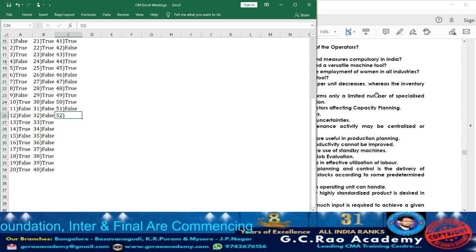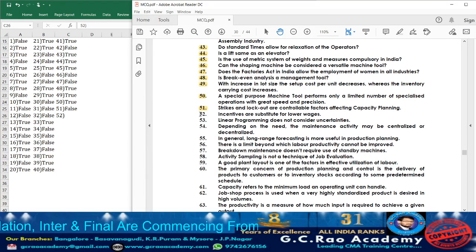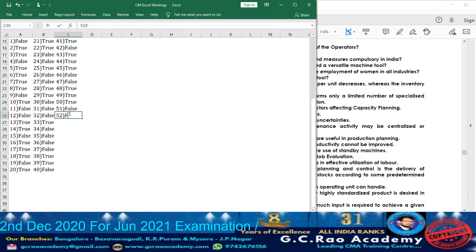Now moving on to statement 52. What they're telling, incentives are a substitute for lower wages. False. Usually the incentives will be given so as to encourage and improve the efficiency of the workers. It is not a substitute for lower wages. So statement 52 is false.